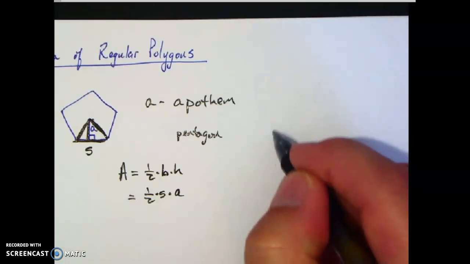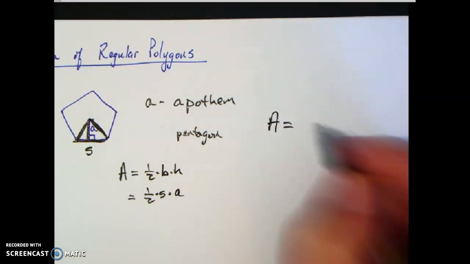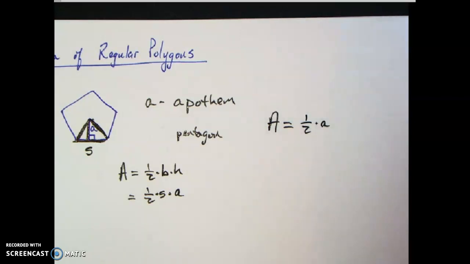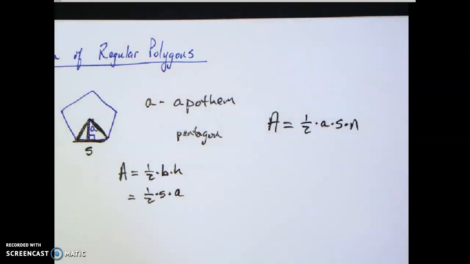So what we end up with for our formula for regular polygons, big A is for the area, and I have 1/2 times little a for the apothem, times s, the side length, times n, the number of sides that polygon has.